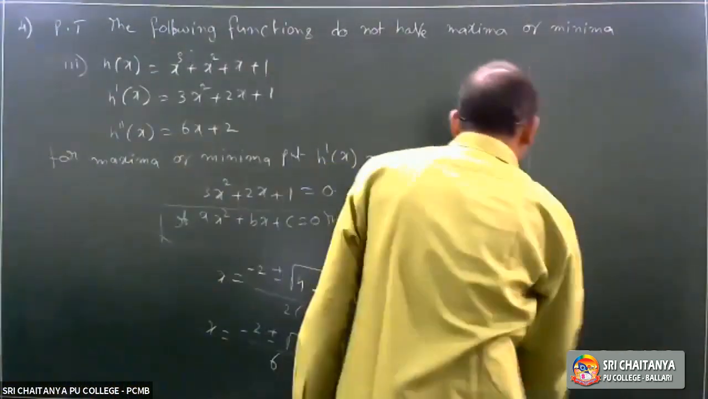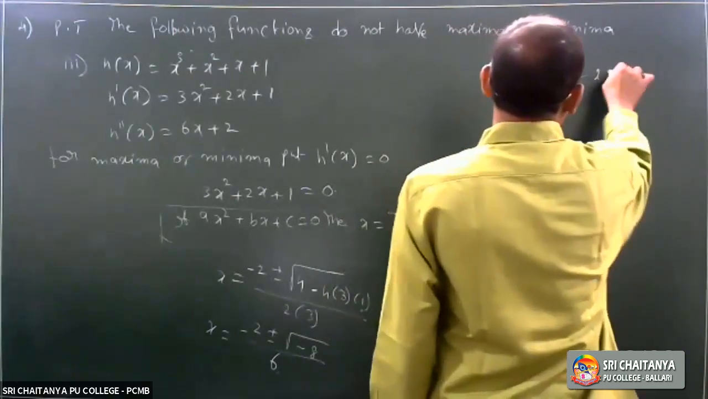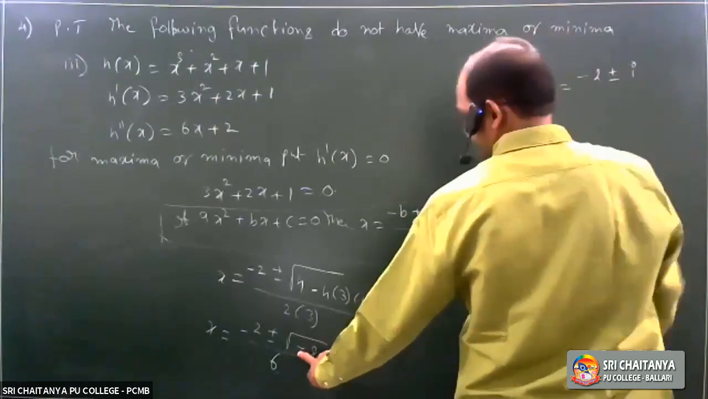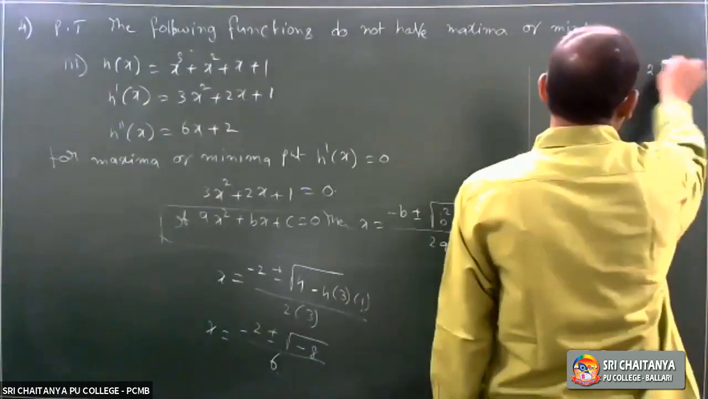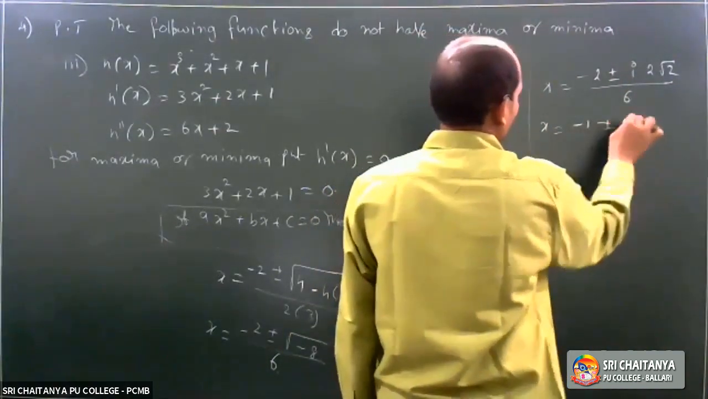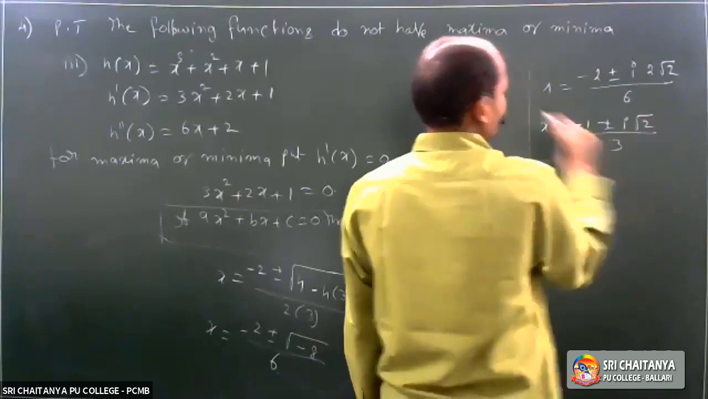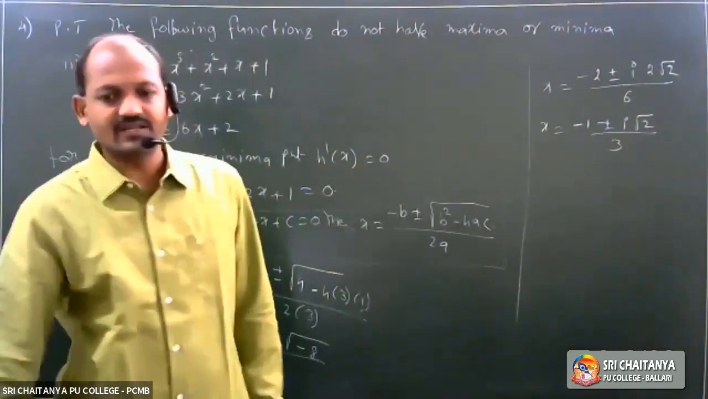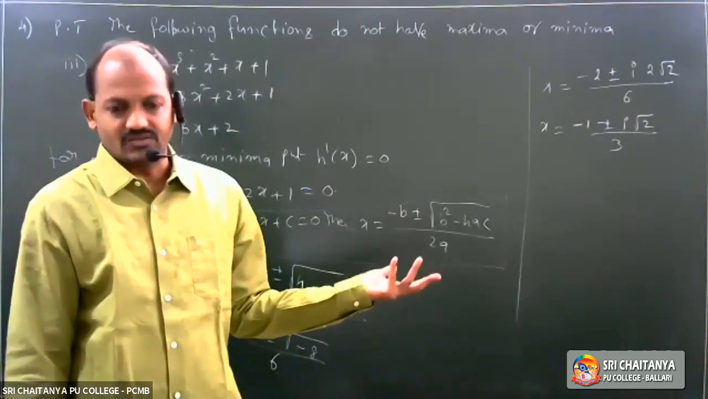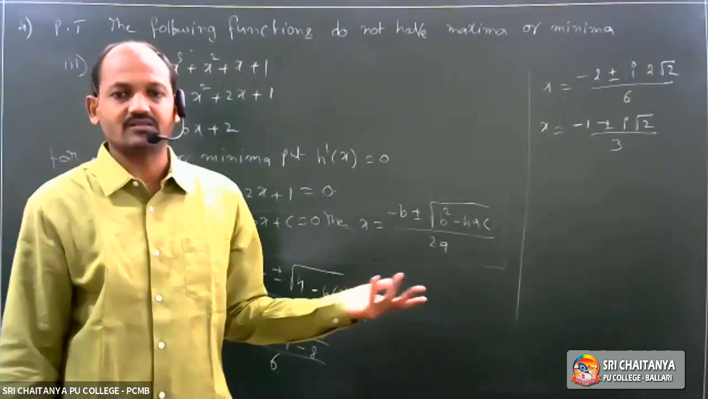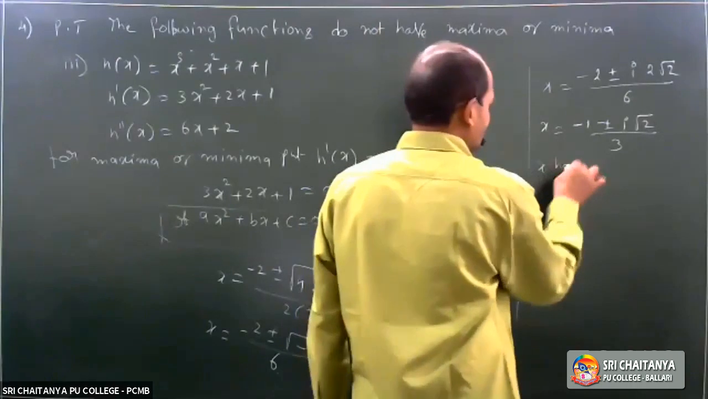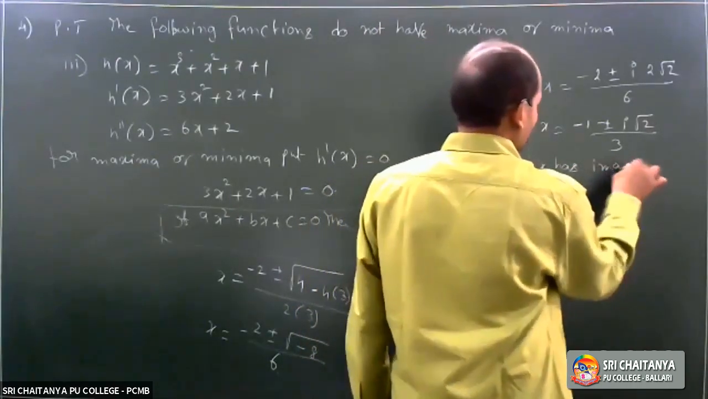So here x is equal to minus 2 plus or minus root of minus 8, where root of minus means i. Root 8 is 2 root 2, divided by 6. So x equal to minus 1 plus or minus i root 2 divided by 3. i means imaginary. Okay? Here there are no real values, it is imaginary. Therefore, no minima and no maxima. So x is imaginary.